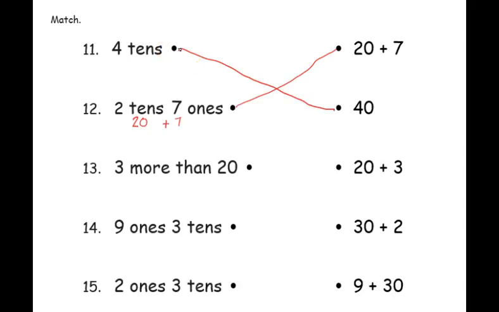3 more than 20 would mean I'd start with 20 and add 3 onto it, so that would be 20 plus 3. 9 ones and 3 tens would be the same thing as 3 tens or 30 plus 9. That matches up with 9 plus 30. And then 2 ones and 3 tens would be the same thing as 30 plus 2, and I would match it with this addition sentence. So you can see how our two-digit numbers can also be thought of as addition sentences showing the groups of tens and the additional ones.